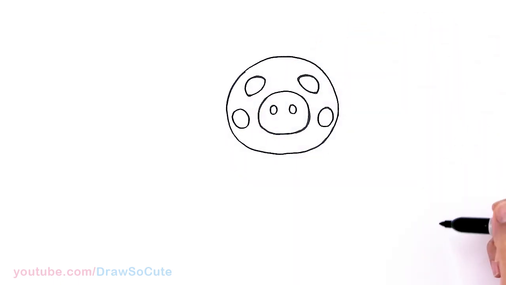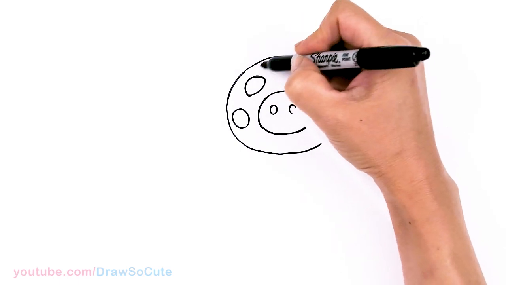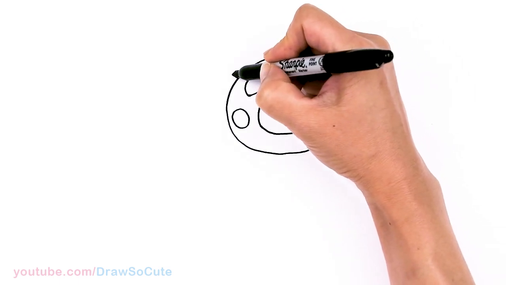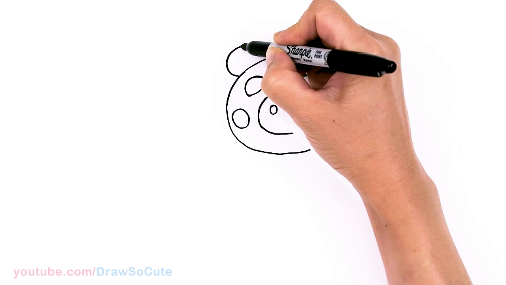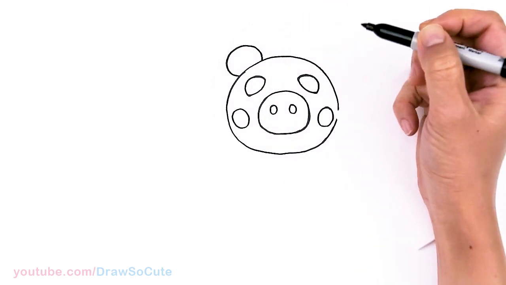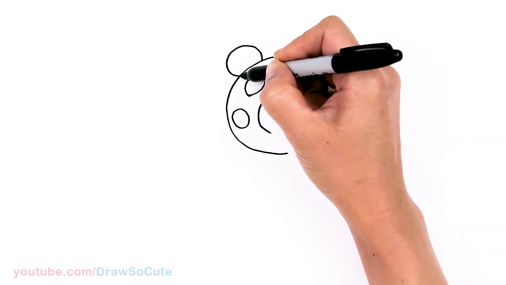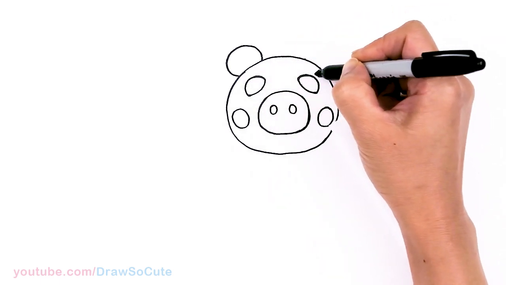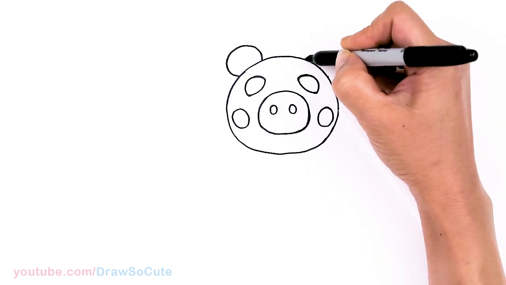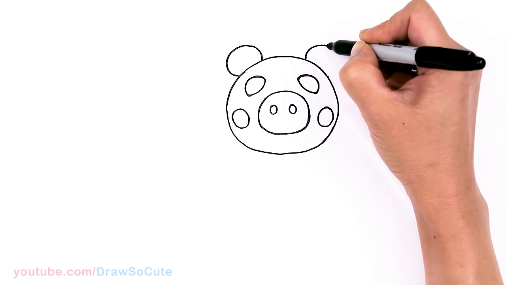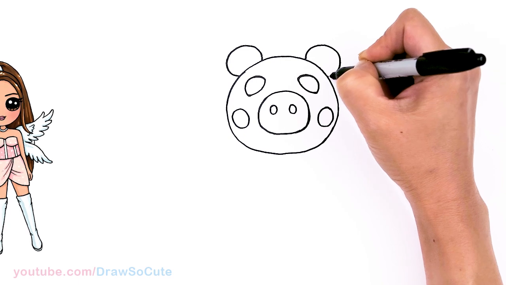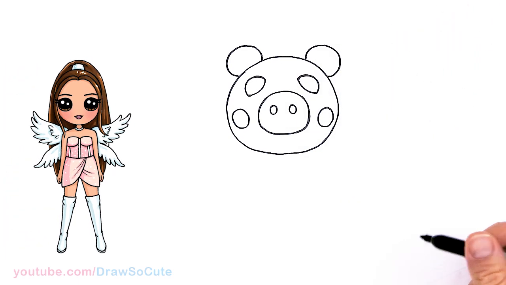Okay, so now we have that, and let's draw Piggy's ears. About in this area, I'm just going to pop out a curve. And same thing on the other side. I'm just going to drag a point across, approximately the same area. And once again, just draw a big curve and connect. And Piggy is pretty much done.